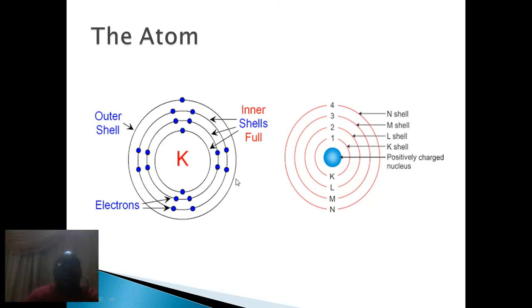This circle indicates the space in which electrons revolve around the nucleus. The nucleus, you can see this one, the nucleus. The first circle represents the first electron space, which is closer to the nucleus, and so on as you go out. These circles are called shells, and their names will come later on.